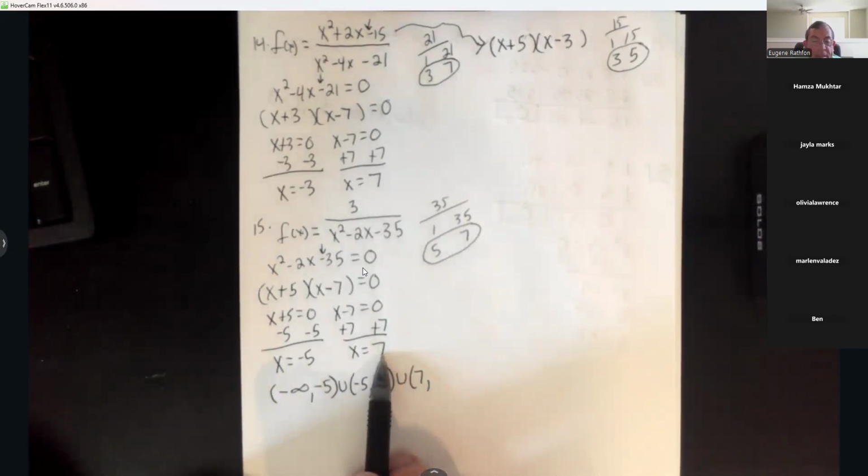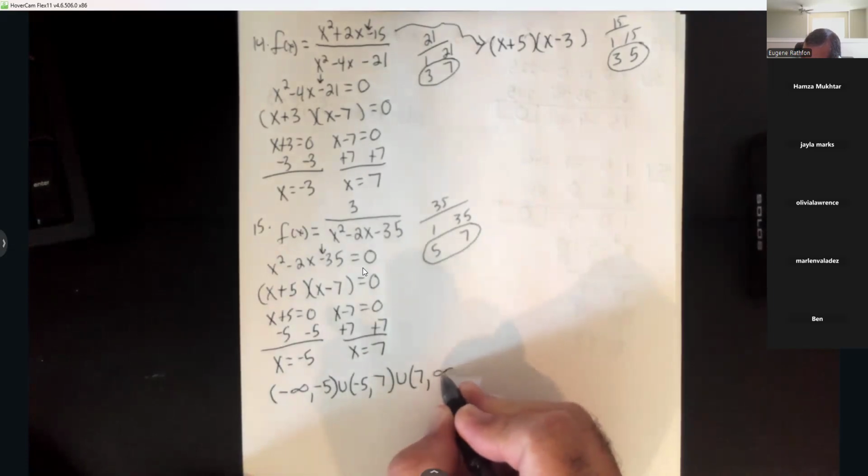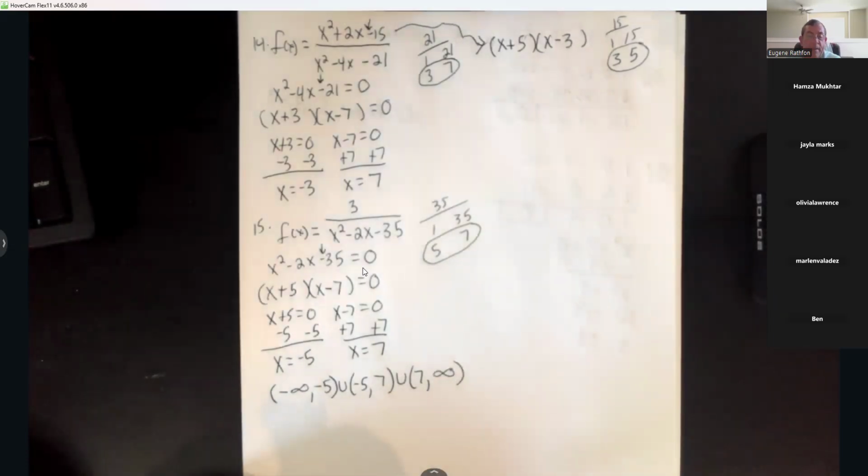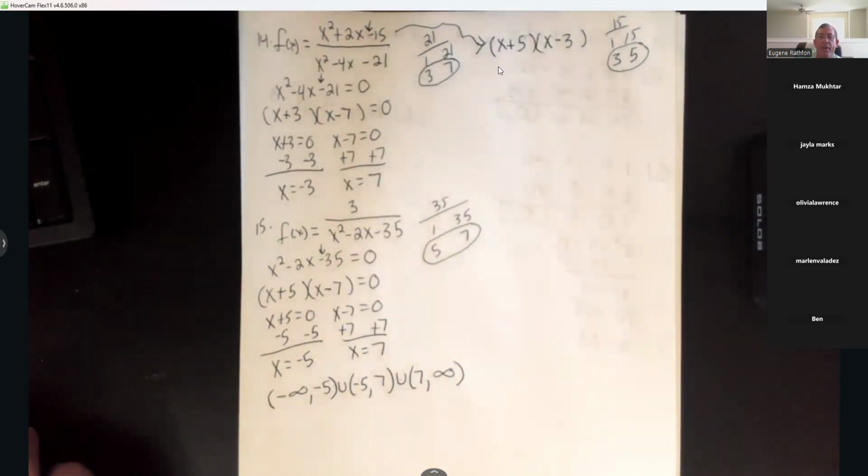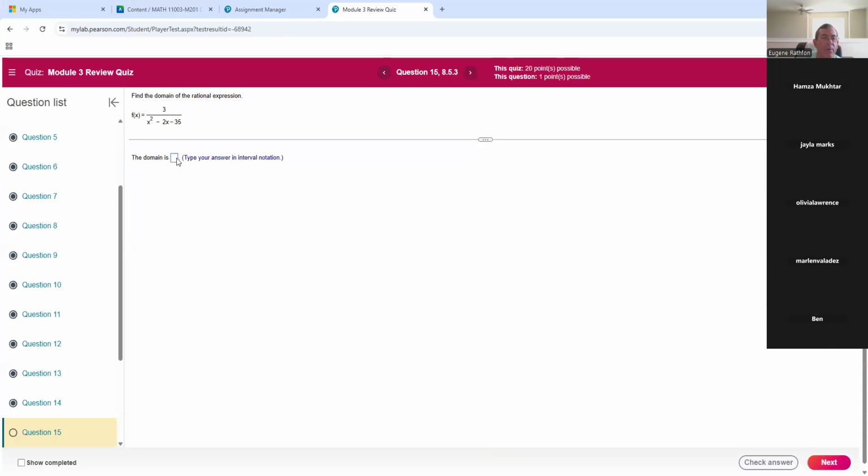And then 7 is the last number I'm kicking out. So then I head off towards positive infinity. So we're kicking out negative 5. We're kicking out 7, okay? So let's see what MyMathLab wanted. Okay, they wanted it in interval notation.